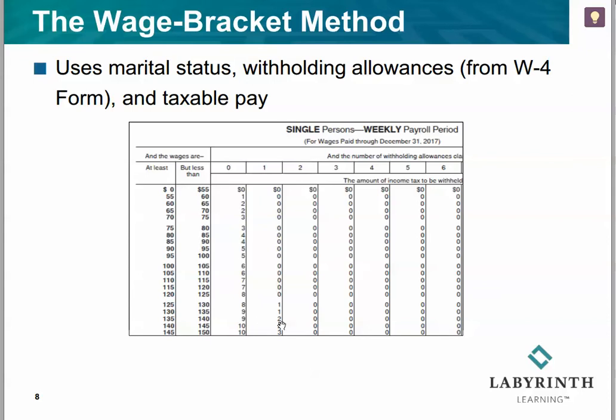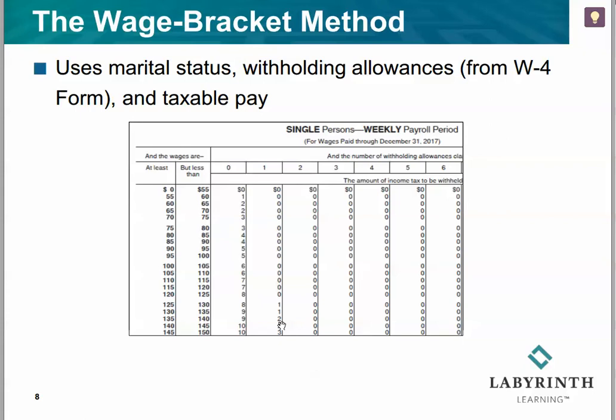So let me go back to this example. They made $312. So I'm looking in my book here on page 90. $312. So I need to look at the line that says 310. For at least 310, but less than 320, with one allowance is $20. So that's how much we're going to withhold. If that same employee earned 330, we'd go down to the 330 to 340 range, and we would withhold $23.